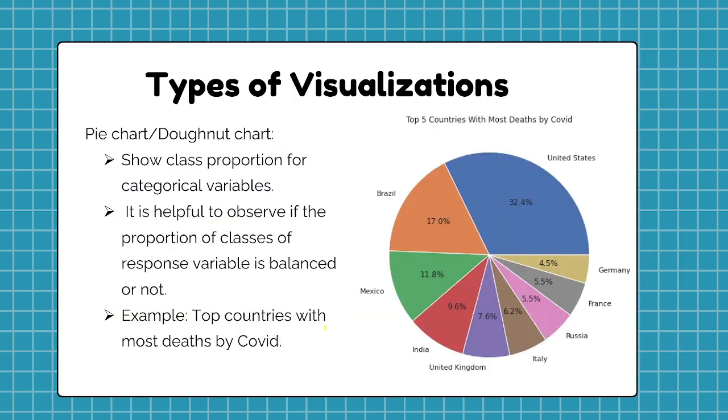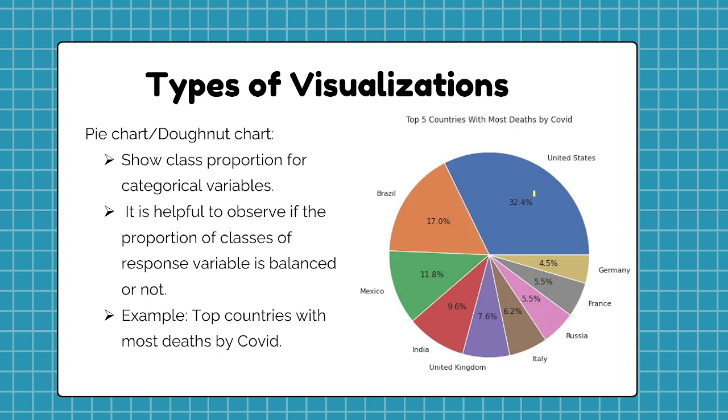I will review some of the common visualizations, right? We will see after this how to do these visualizations in Python, right? One is pie chart or donut chart. The figure that we have on the right now is the pie chart. So this figure illustrates the top 5 countries with most deaths by COVID, right?